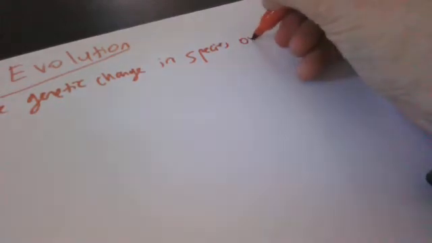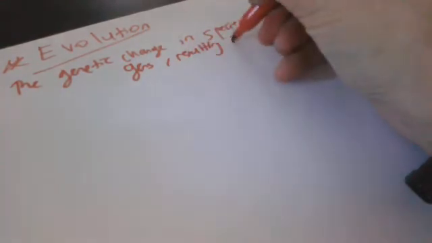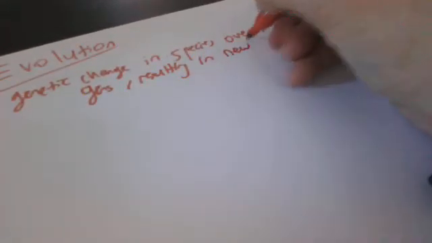Okay, in this video I want to talk about evolution. Evolution is basically defined as the genetic change in a species occurring over many generations, resulting in a new species.